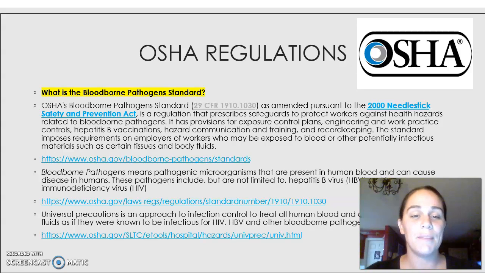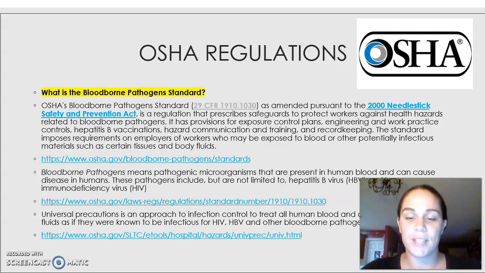Bloodborne pathogens means pathogenic microorganisms that are present in human blood and can cause diseases in humans. These pathogens include, but are not limited to, hepatitis B virus, HBV, and human immunodeficiency virus, HIV. Link provided. Universal precautions is an approach to infection control to treat all human blood and certain human body fluids as if they were known to be infectious for HIV, HBV, and other bloodborne pathogens. The link is also provided.